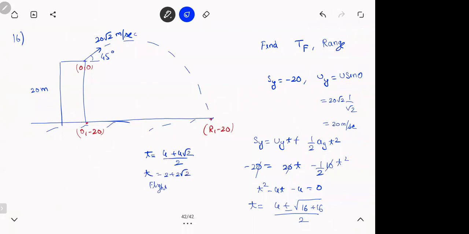Did I mess up anything? Take my calculations, hope they are fine. What is range? Range is horizontal velocity into time of flight, which is u cos theta into time of flight. What is u cos theta? 20 root 2 cos theta, 1 by root 2. Time of flight is 2 plus 2 root 2. The 2 root 2 will cancel. You have 20 into 2 plus 2 root 2. That's your range. Yeah, numbers are not that great, but you know how to solve.